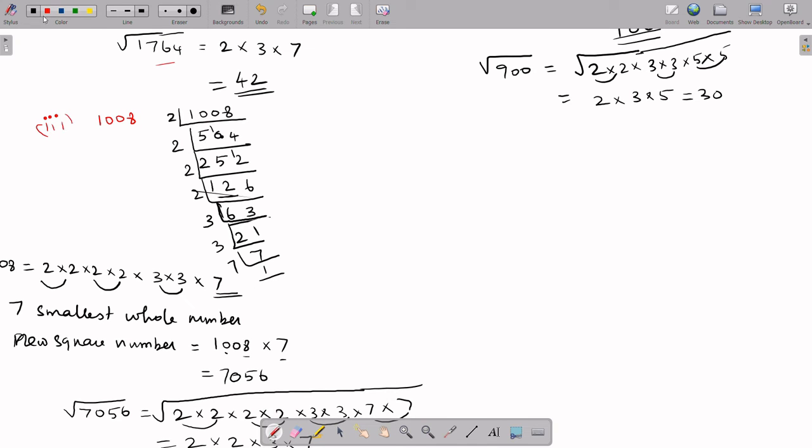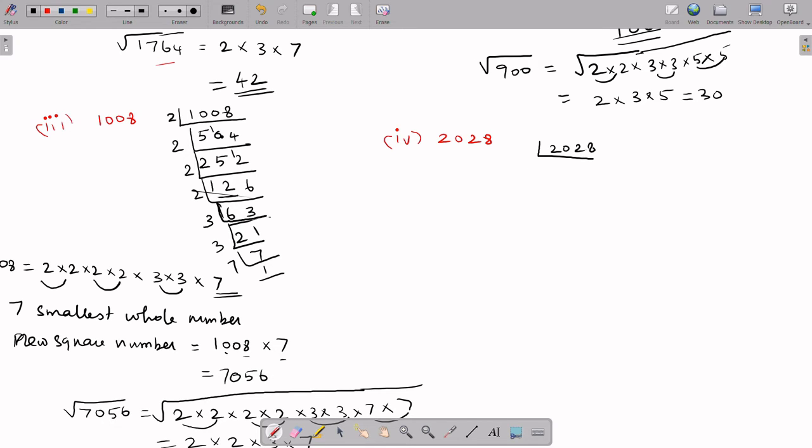What is our next subdivision? Fourth subdivision we have to do. What is our fourth subdivision? 2028. Fourth subdivision is 2028. Again use the L division.